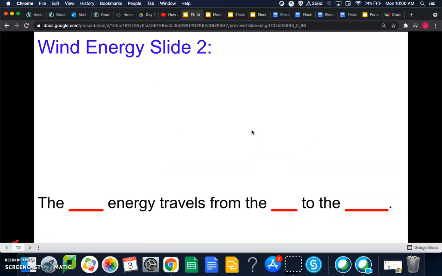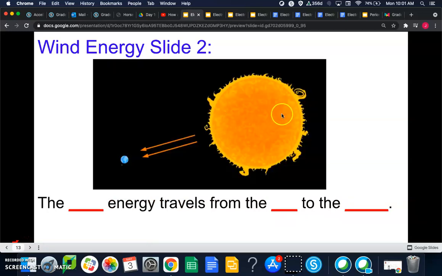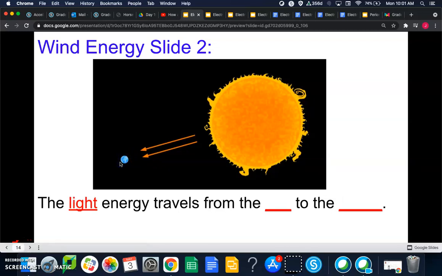Okay, and so then for panel 2, what you're going to draw is the sun and the Earth, and you're going to draw the light rays from the sun going to Earth. And so what you're going to say is the light energy travels from the sun to the Earth.